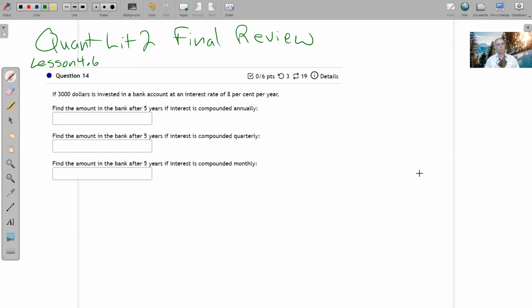All right, final review part 2, lesson 4.6, number 14. $3,000 invested in a bank account at an interest rate of 8% per year. Find the amount in the bank account after 5 years if the interest is compounded annually. We'll do it again for 5 years for quarterly and monthly. So we need the compound interest formula for this.